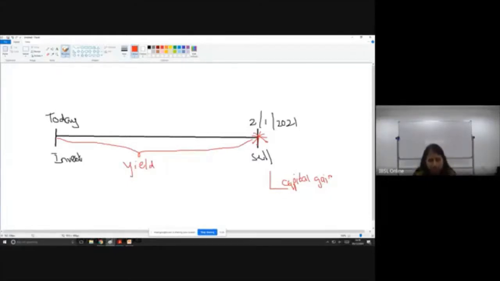Yield means the income that you get from the asset when you hold that asset. Ideally, if you take stocks, you have dividends. Till you own it, that's what you get. When you sell it off at the end, you will get a capital gain. Now, why I have put the second here is that on the first of every year the market is closed. So I'm being realistic in my example. On the 2nd of January, the sale happens, is what I assume here.